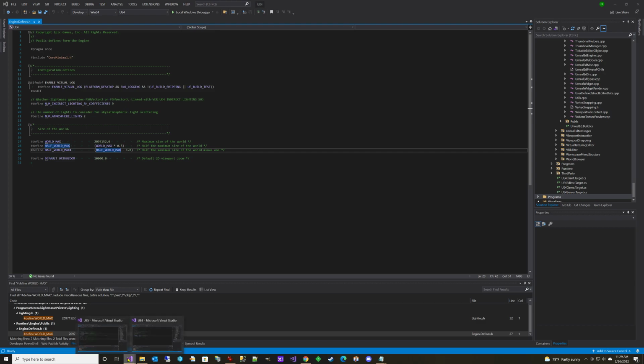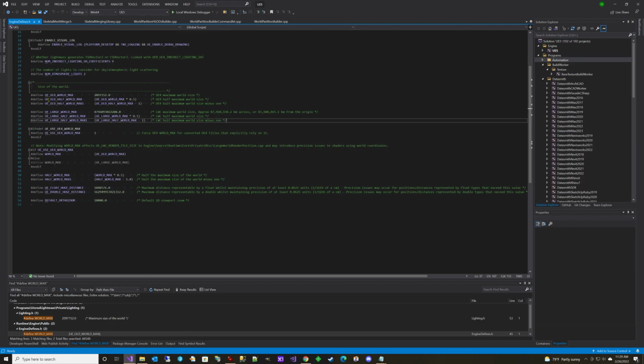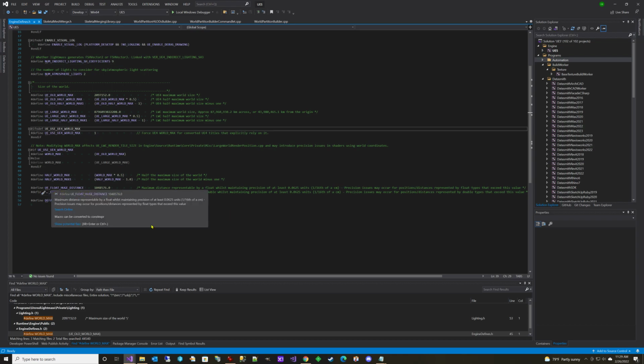Now let's take a look at UE5. So they still have these old values for UE4, but check out how big these new ones are. So the new world max is 87 million kilometers. So we went from 20 kilometers to 87 million kilometers. Now, in reality, that's not the playable space. And the actual playable space is down below here.